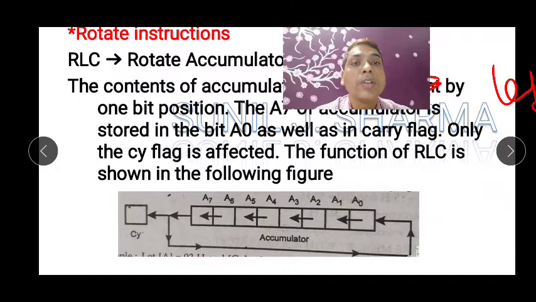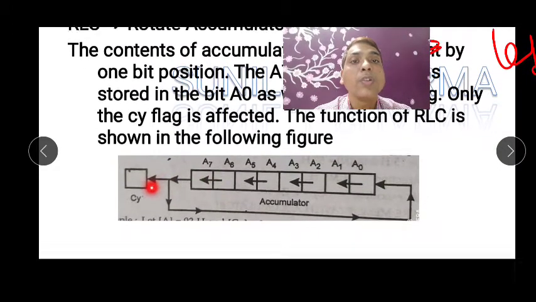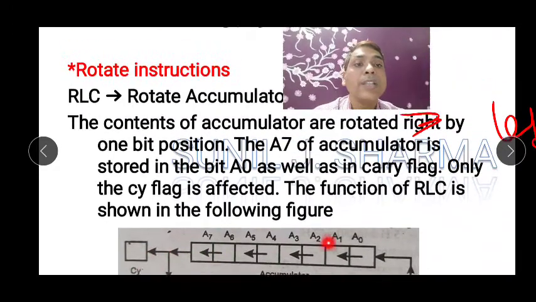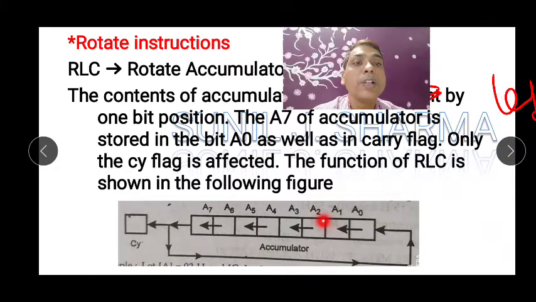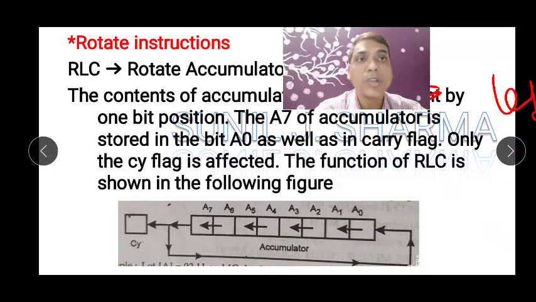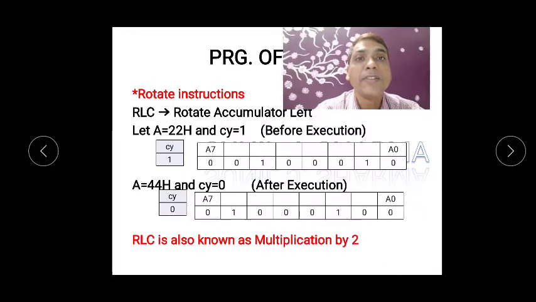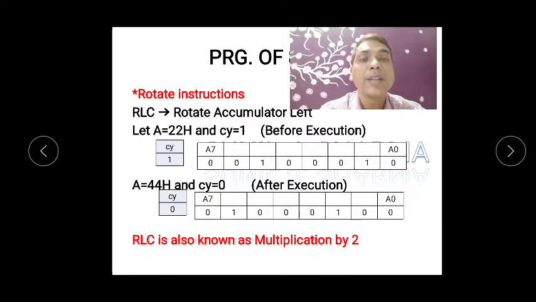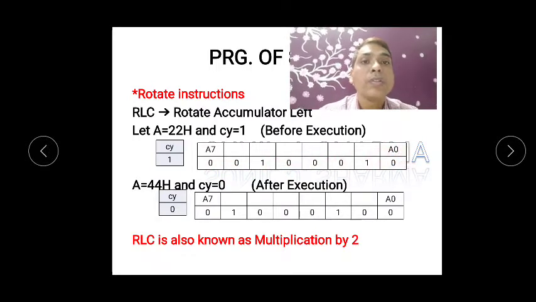So I think you can see the diagram properly. From here it starts, it will go to carry as well as to A0, and A0 will come to A1, A2, like this. Everything will be shifting towards the left side. I hope you understood till here. Now let's take the same example, RLC, rotate accumulator left. I have taken the same values, 22 and carry is 1, written as 0010 0010, carry is 1.